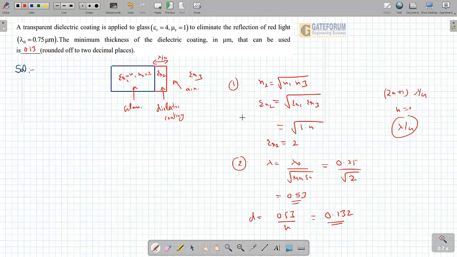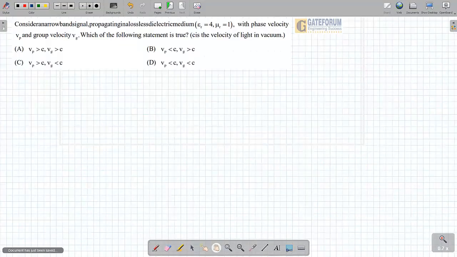Okay. That's the end of the question from electromagnetic theory. Question from electromagnetic theory. It's a 1 mark question, and we have to determine the relationship between Vp and Vg with respect to c. Consider a narrowband signal propagating in a lossless dielectric medium. Epsilon r is given as 4, mu r is given as 1. Okay, so dielectric medium, dielectric constant is 4, with phase velocity Vp and group velocity Vg. Here the following statement is true. c is the velocity of light.